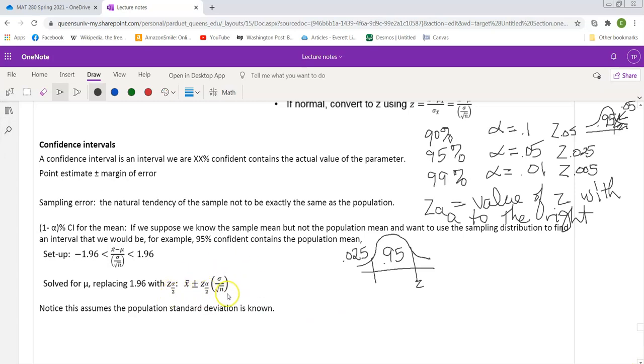So we've got our formula, x bar, which is our point estimate for mu, plus or minus Z alpha over 2, so you know what that means, times sigma over the square root of n. And I put down here, notice that this assumes the population standard deviation is known. That's true. So in order to do this interval, we have to assume we know what the population standard deviation is.